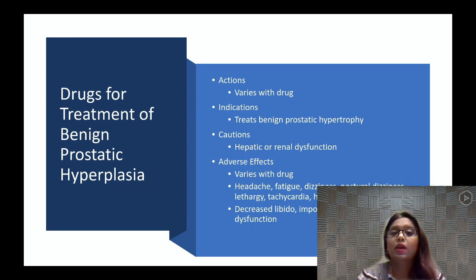All right. So what are their actions? They will actually treat that hypertrophy. They might reduce the amount of cells. And then what cautions we have to take? We want to make sure that kidney functions and renal functions are normal. Adverse side effects: it could cause headache, fatigue, dizziness, postural dizziness, lethargy, tachycardia, high heart rate, hypotension, and GI upset. It could also cause decreased libido, impotence, and sexual dysfunction. Right?